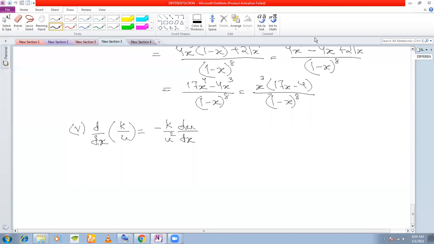Now, another important rule, rule number 5, which comes from your chain rule, is that d/dx of k/u is equal to minus k/u² du/dx, where k is a constant.